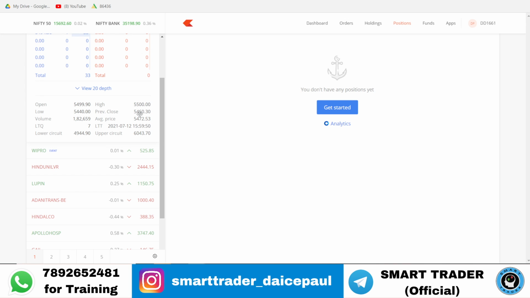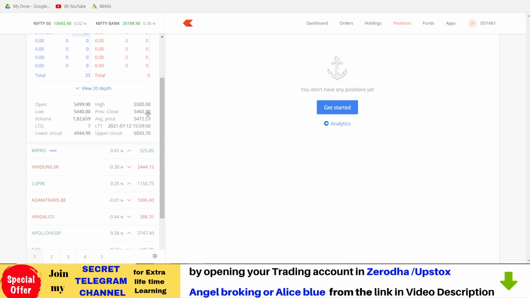If it doesn't break, it's the same high. So the highest point of the day, lowest point of the day. Previous close is nothing but where the stock closed yesterday. So it closed around 5460. Today it opened up. If you see 5499, that means it jumped up. Let's say 40 rupees it opened up. So we say it as gap up.